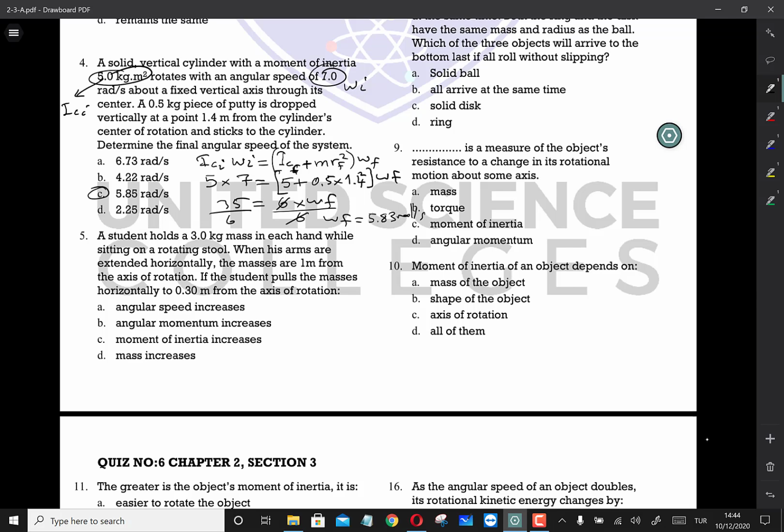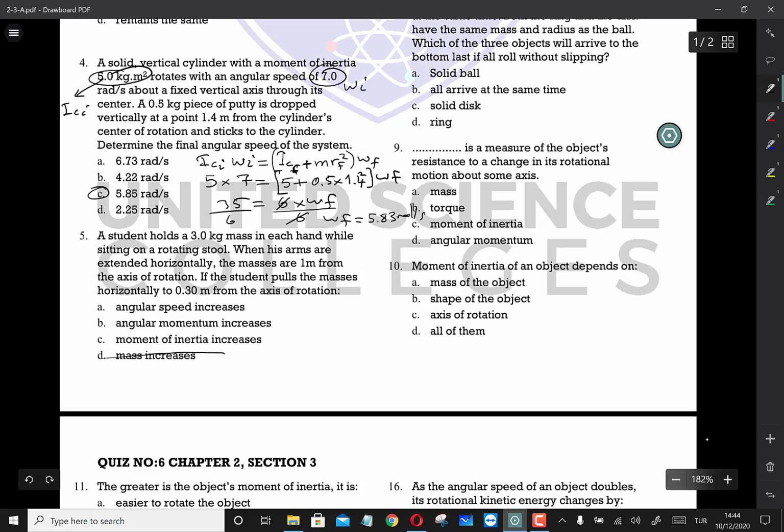A student holds a 3 kilogram mass in each hand while sitting on a rotating stool. When his arms are extended horizontally, the masses are 1 meter from the axis of rotation. If the student pulls the masses horizontally to 0.3 meter from the axis of rotation, A, angular speed increases, B, angular momentum increases, C, moment of inertia increases, D, mass increases.